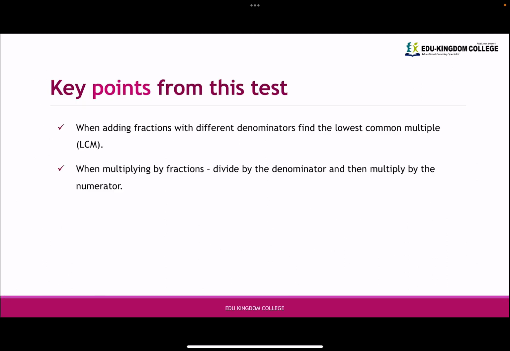Alright, so that brings us to the end of this solutions video. That one was pretty quick. The key points to take away is that when we're adding fractions with different denominators, use the lowest common multiple to find what the common denominator is, or to find out what common denominator you should have. Also, when we're multiplying by fractions, it's always good to divide by the denominator first, if possible, and then multiply it by the numerator.